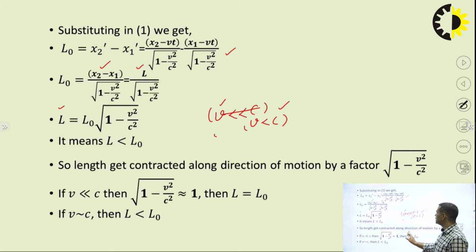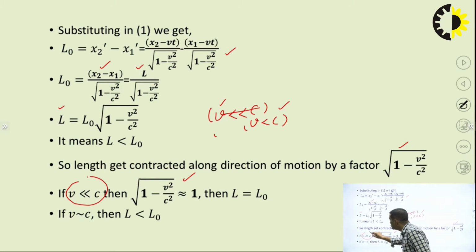So that means we can conclude here that the length will get contracted along the direction of motion by a factor root 1 minus v square upon c square. Now if we take some approximations, if v is much less than c, the value of this factor will be approximately equal to 1, and then L will be equal to L naught. This is the condition according to classical mechanics.